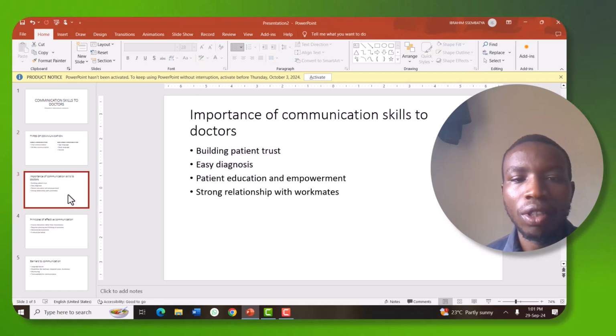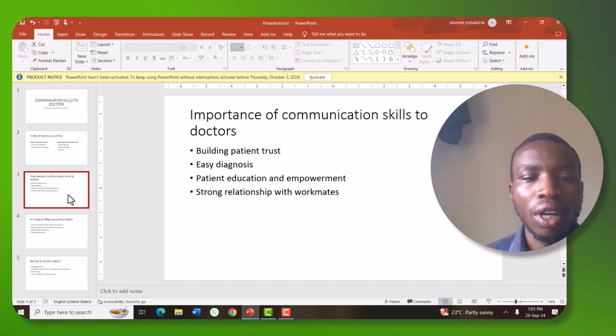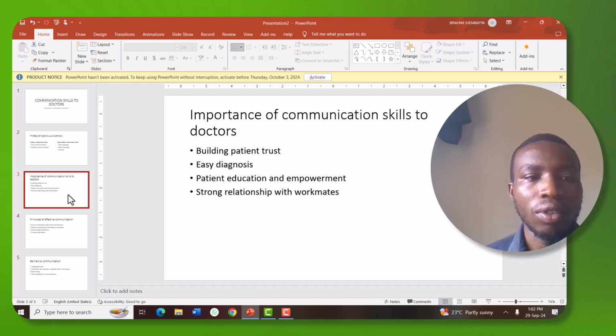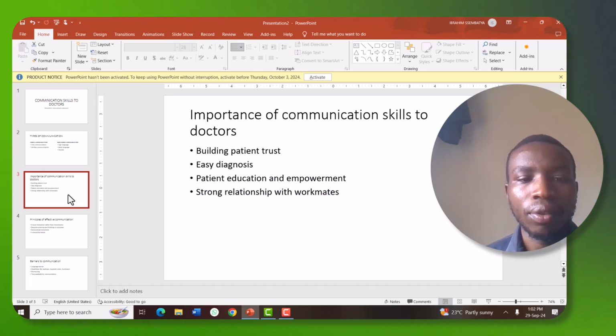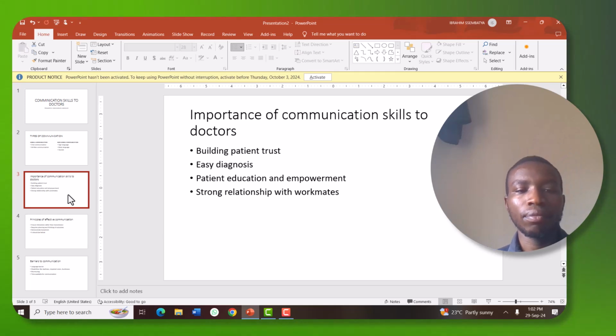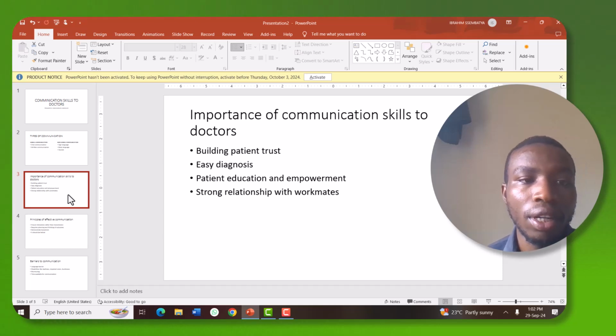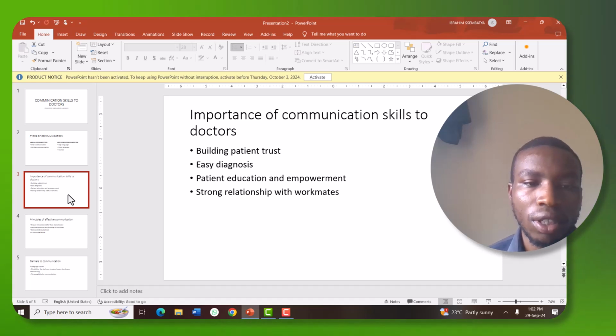Then, the importance of communication skills to doctors: it builds patient trust. If you communicate well to a patient, he will trust you. It brings about easy diagnosis. It enables patient education, most especially on how to use the drugs and what he's suffering from. So if you communicate to a patient, you are educating him about the disease he's suffering from. Then a strong relationship with workmates. This can make you a good leader at your workplace when you have communication skills.